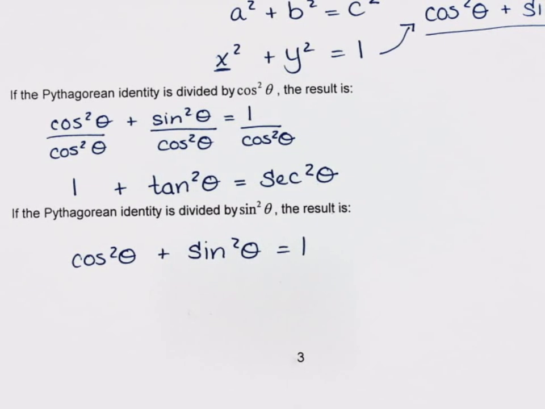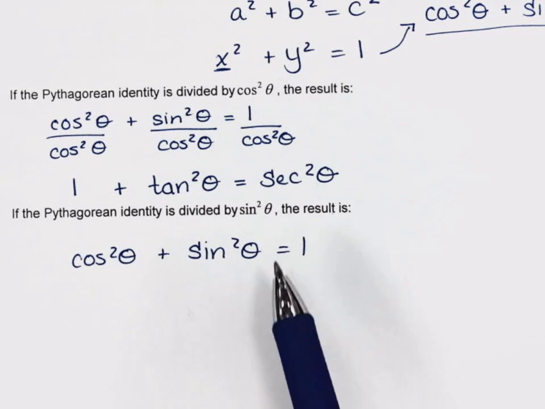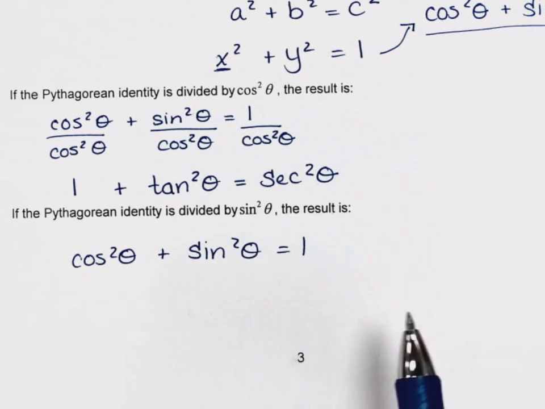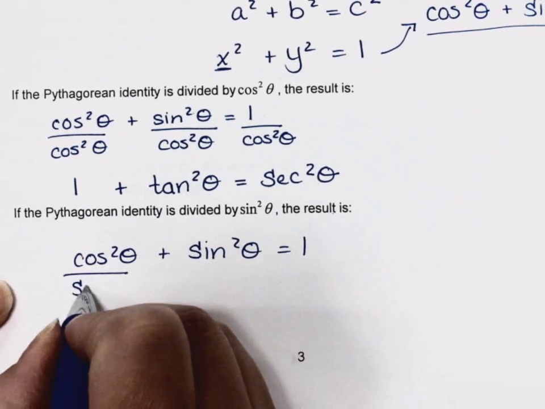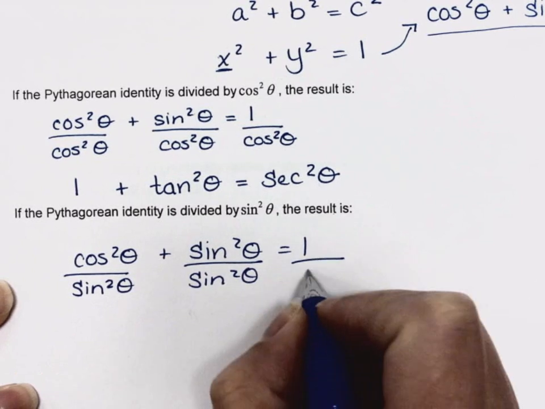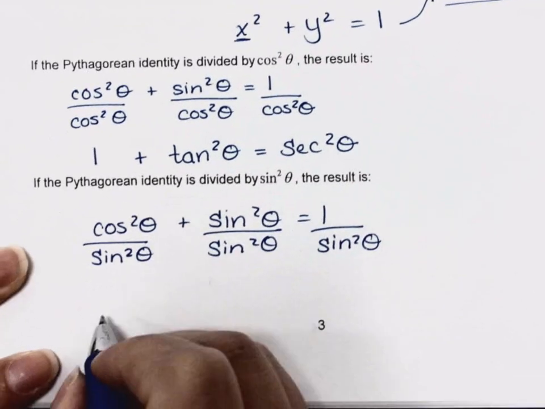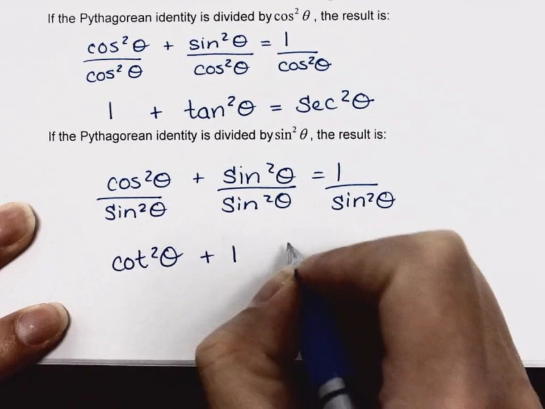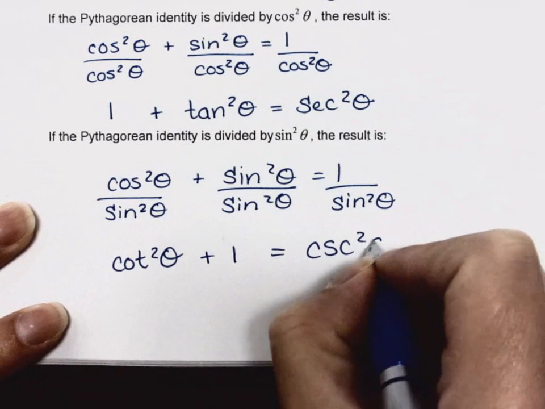This one is one of the most useful ones that you're going to use. This one's going to be super useful in solving identities that we're going to do in 6.3. So if we divide all this by sine squared theta, now this one is cotan squared theta plus 1 equals cosecant squared theta.